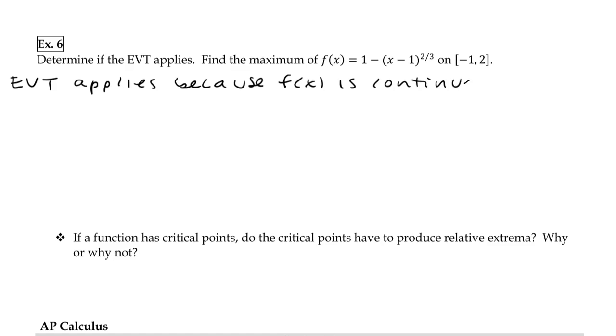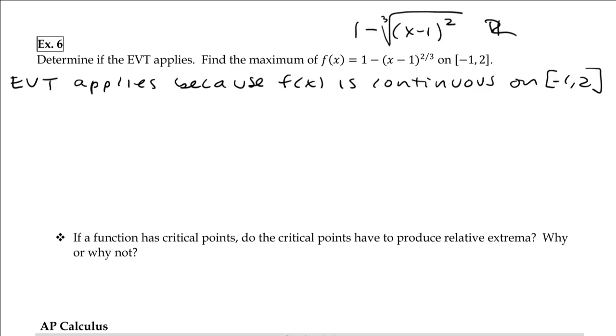Now, can we just write this without checking it? Let's go check it, right? What if EVT didn't apply? So look at this function. What this is really saying, if you need to see it this way, is x minus 1 squared, cube root. If I'm taking the cube root, anything inside of it can be negative. So I'm okay there. I have no domain restrictions. My domain is all reals. So yes, we're right. f is continuous on the closed interval. Okay, let's see if you have these steps done already.